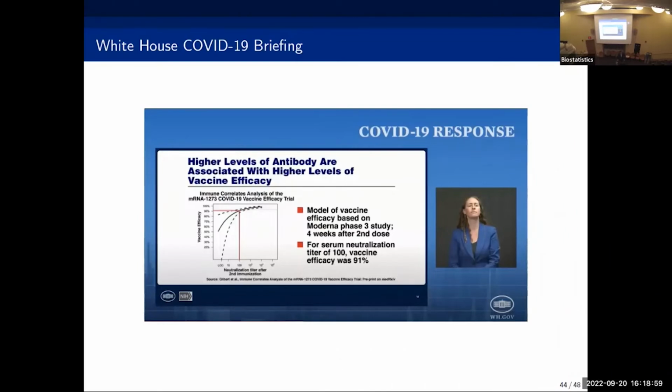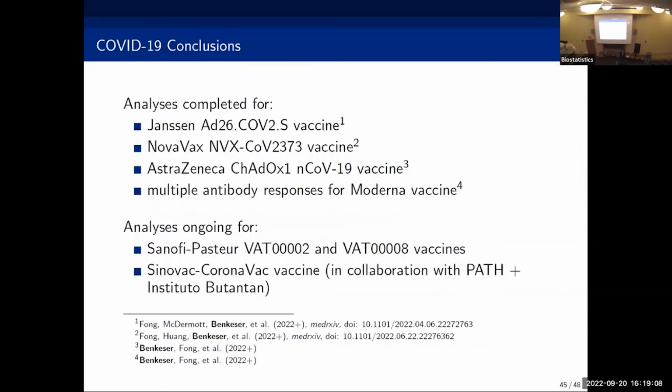And then, the nice cherry on top was that, when we published our preprint, we got to hear Tony Fauci talk about it as part of a White House briefing, which was pretty neat. Not an everyday occurrence for us statisticians.